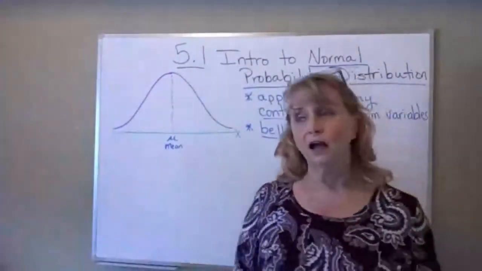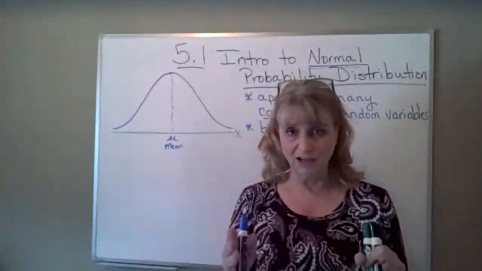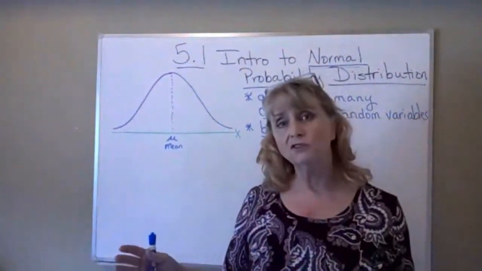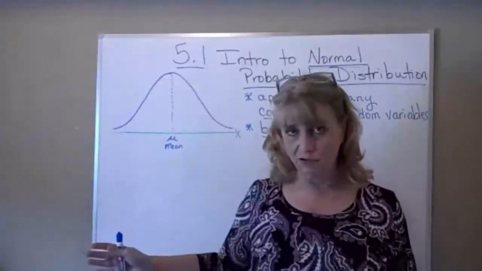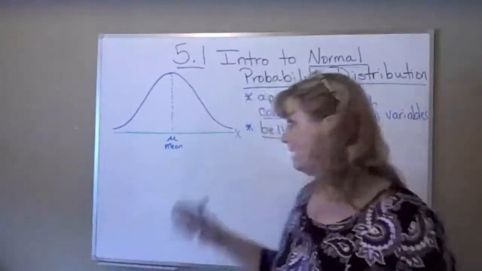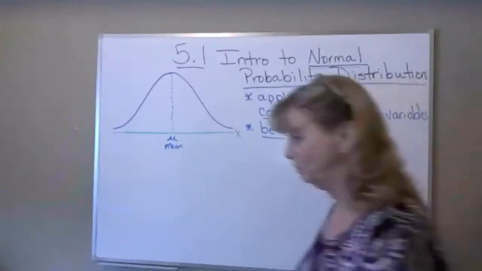It said 68% of the data values will be within 1 standard deviation, and 95% will be within 2 standard deviations, and 99.7% of the data values would be within 3 standard deviations. Well, that applies here because it's bell-shaped, so we can apply the empirical rule.